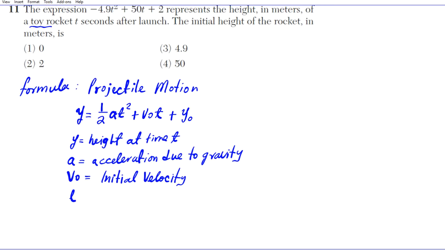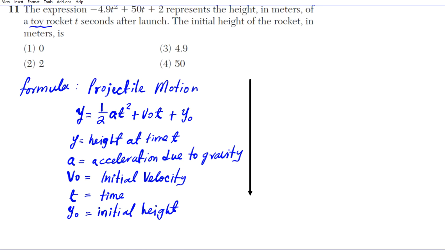And then we have t. T basically represents time, in this case in seconds. And then y sub 0. Remember, y is height at time t, right? But y sub 0 represents the initial height. Where was the object before it was launched into its projectile flight path? That's what y sub 0 is.